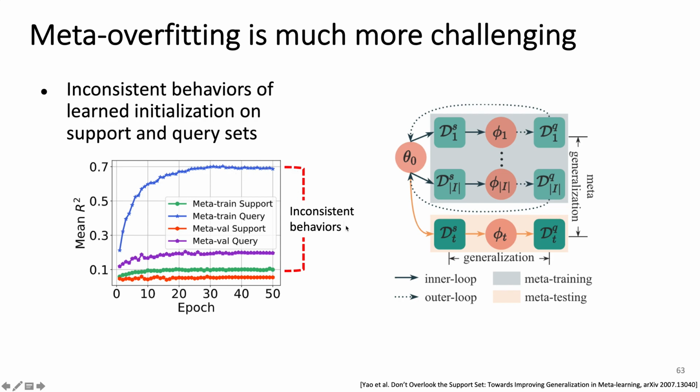And it causes inconsistent behaviors of the learned initialization. So we use the initialization on the meta training query and the meta training support. Thus, it causes the meta overfitting.